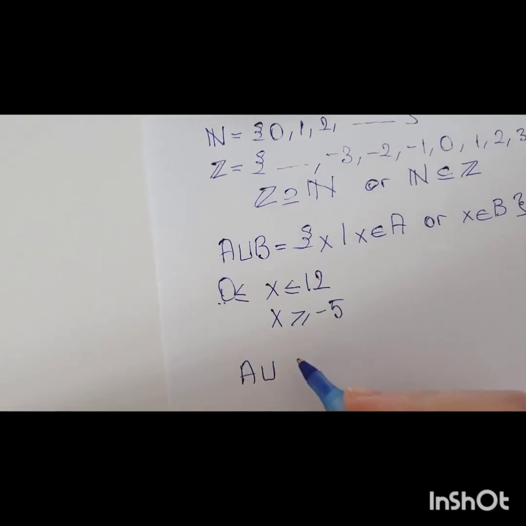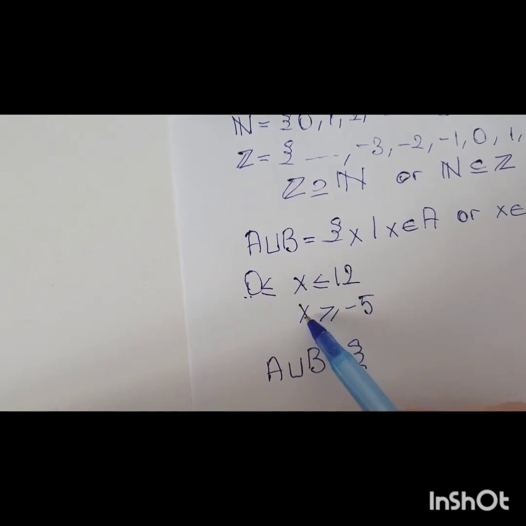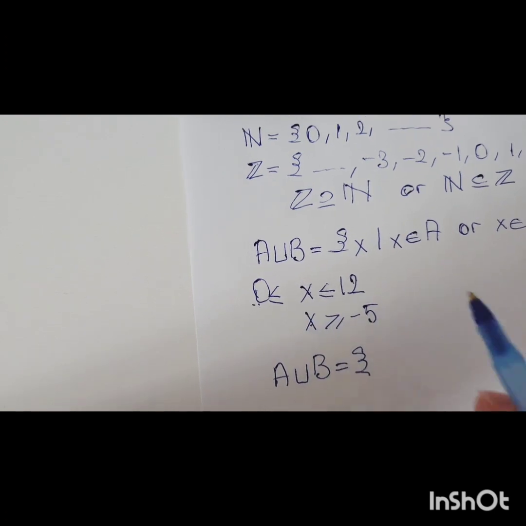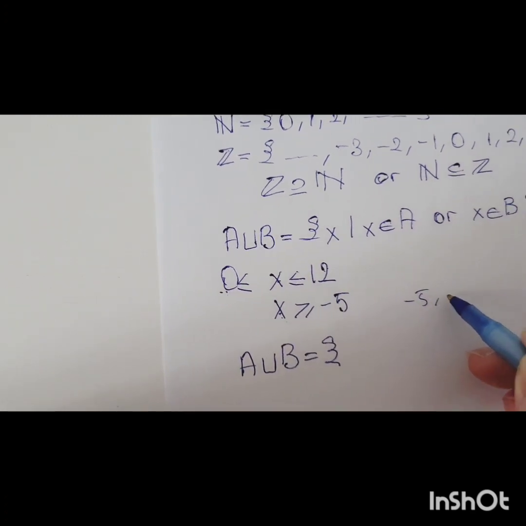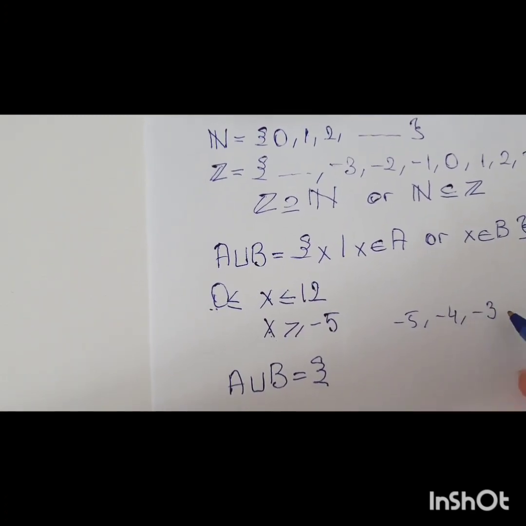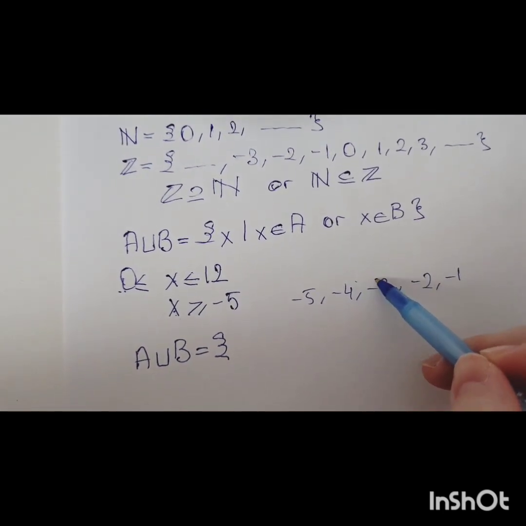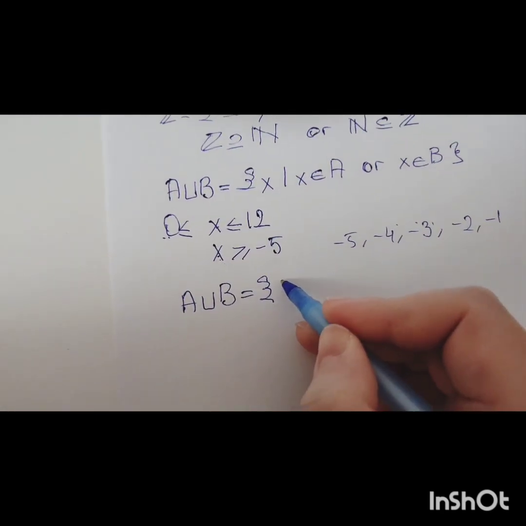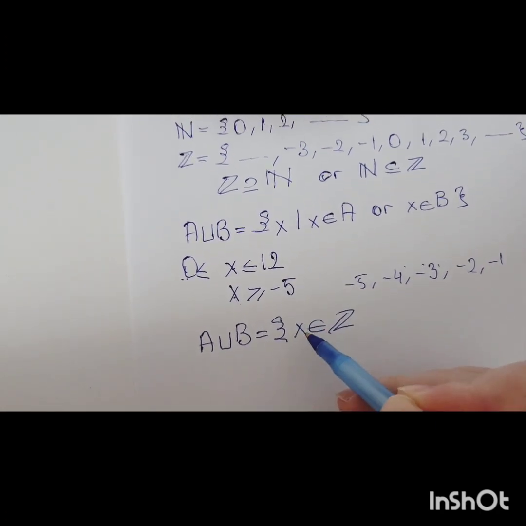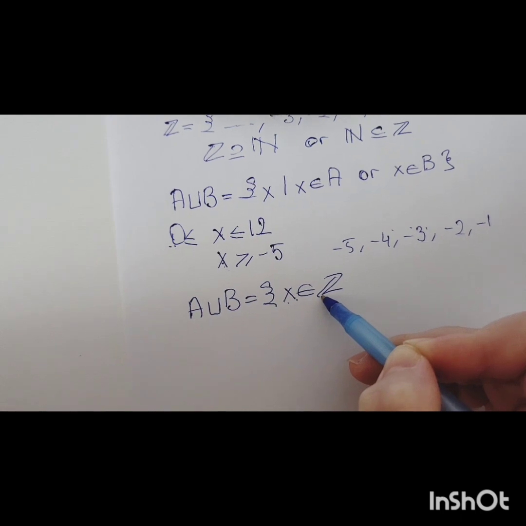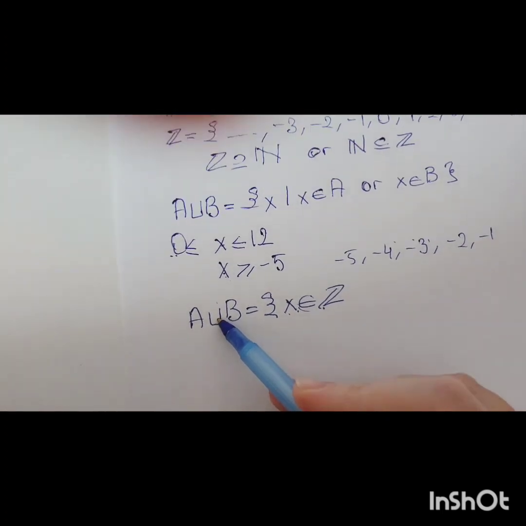Now, while creating the union, we need to take the negative numbers too, because we have to take -5, -4, -3, -2, and -1 because they are in A. So we have to select our elements from the set of integers, because it is more extensive and the union is more extensive.